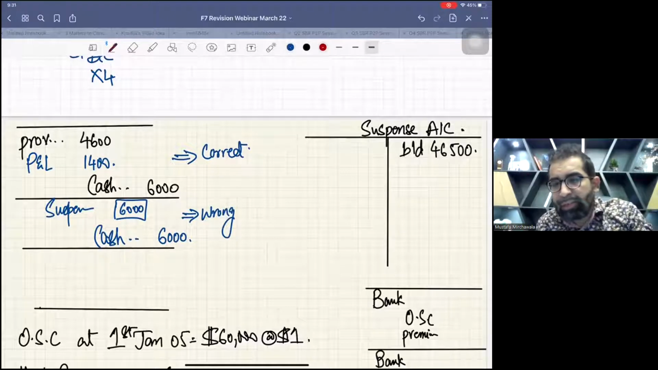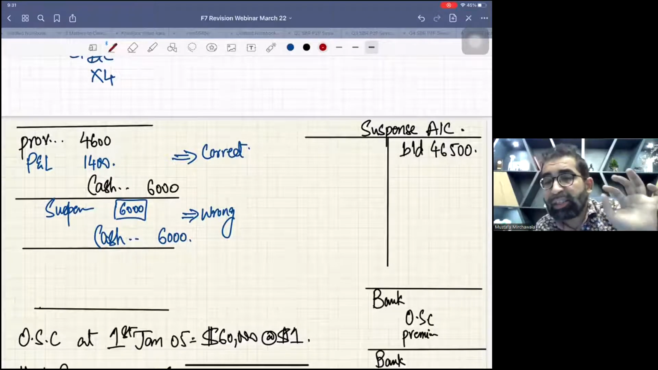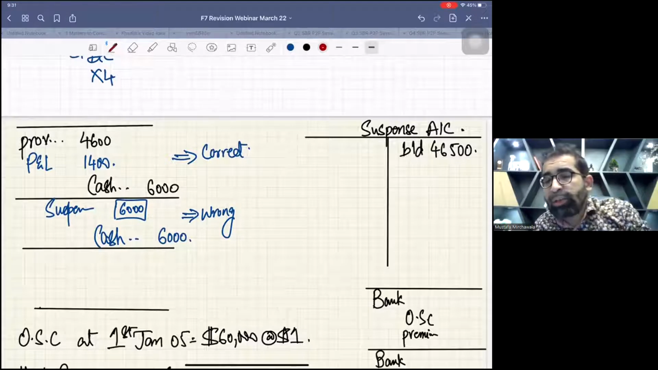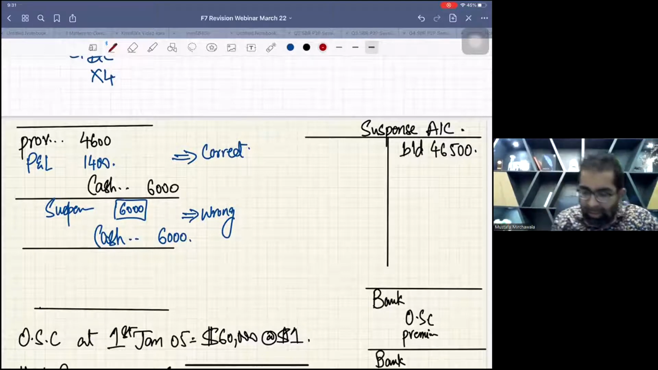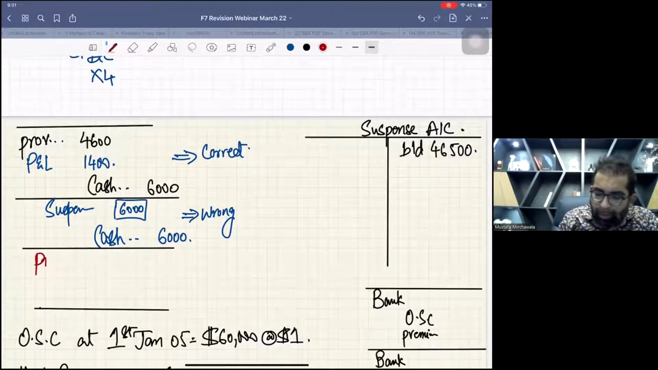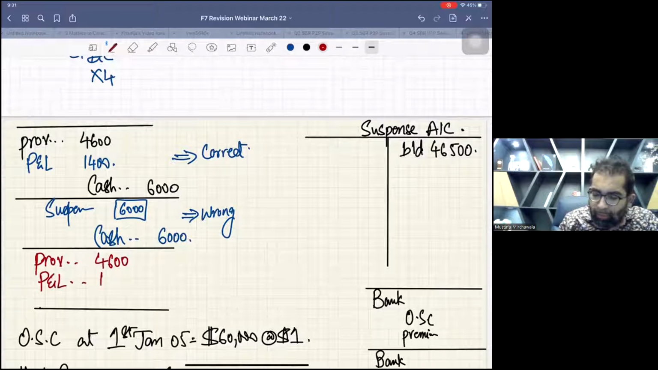Listen, in the first entry, you should have credited the cash. And in the second entry, you also did credit the cash. So there is no mistake in cash. Now, in the first entry, you should have debited provision and PNL. But you didn't. So let's do it. Provision debit by 4,600. PNL debit by 1,400.